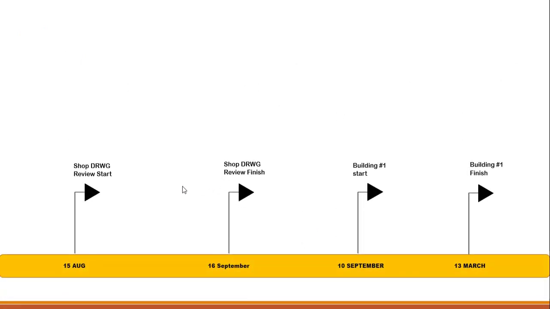So let me give you an example regarding milestones. Let's suppose we have shop drawing review start on 15th of August. This is a start milestone. Likewise, shop drawing review finish on 16th September is a finishing milestone. And we have building number one start on 10th of September. It means that this is a starting milestone, we need to start it on 10th of September. Likewise, our goal is to finish building number one on 13th of March. This is called a finishing milestone.